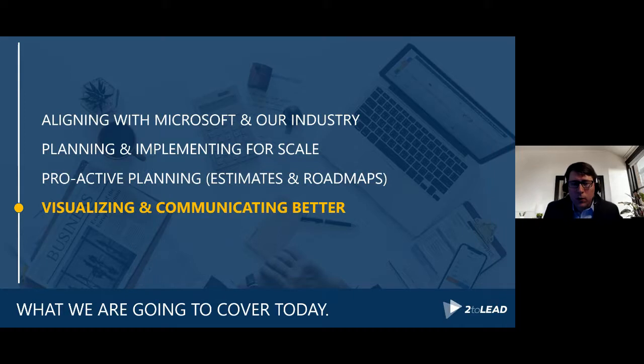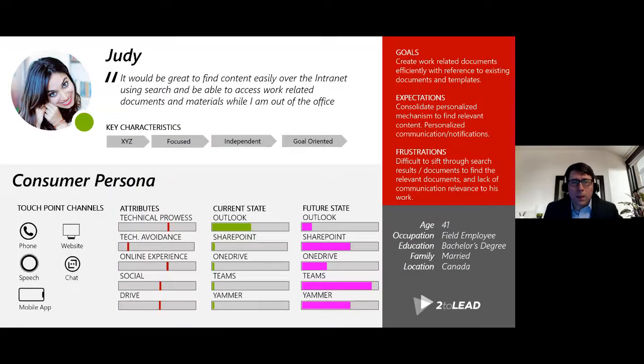Now I want to talk about visualizing and communicating better. And again, all the slides are available online. You can go and grab them afterwards. The first one I want to talk about is personas. Now, personas have been used in the industry for a long time, and personas are pretty helpful. They help us come up with user journeys and narratives.